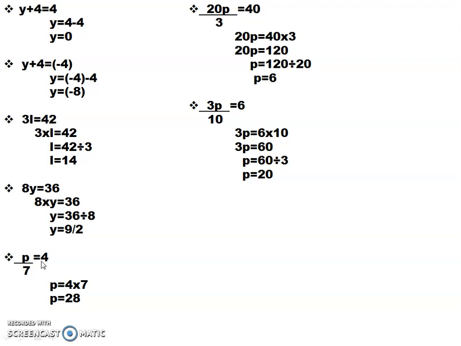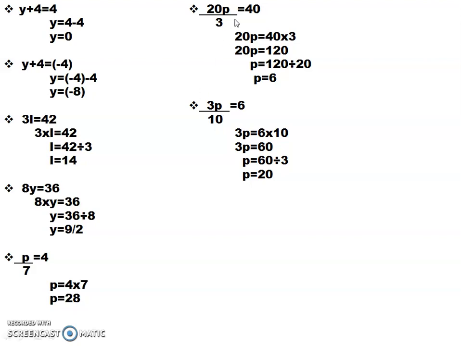p by 7 equal to 4. What is this 7 doing here? It is divided. How will you read this? p divided by 7 equal to 4. Division, when it goes to the other side, what happens? It becomes multiplication. So divided by 7 becomes multiplied by 7. p is equal to 4 into 7, that is equal to 28.